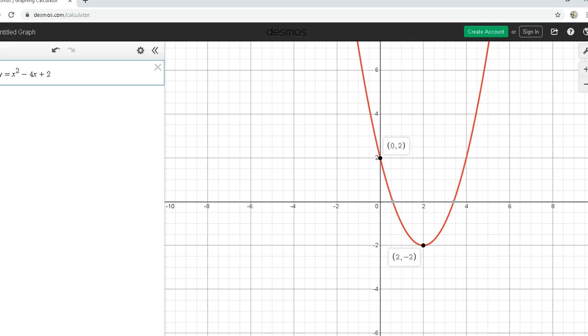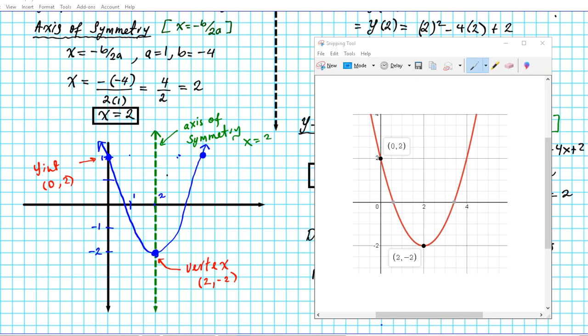So let's go ahead and take a look at how this graph compares with what we have in our solution. All right, so if we compare it, we see that the vertex is at 2, -2, and the y-intercept is 0, 2. So our answer is perfectly correct.